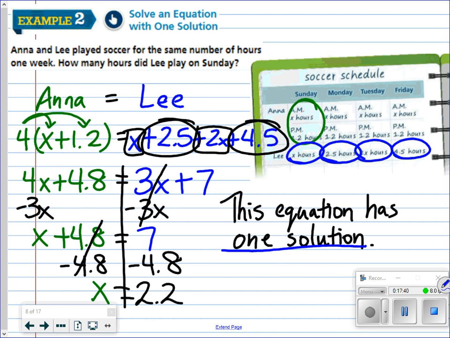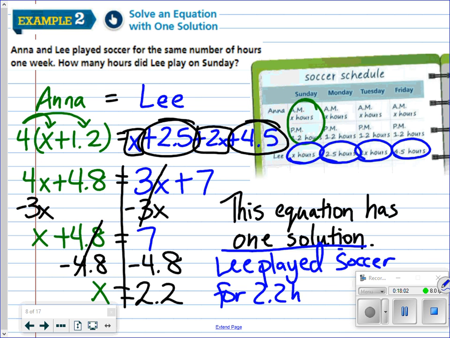Okay? Let's answer our question. How many hours did Lee play on Sunday? 2.2. Yeah, because Sunday is X, right? So Lee played soccer for 2.2 hours on Sunday. So one solution, it should be easy because that's what we've been doing this whole time. Any questions?